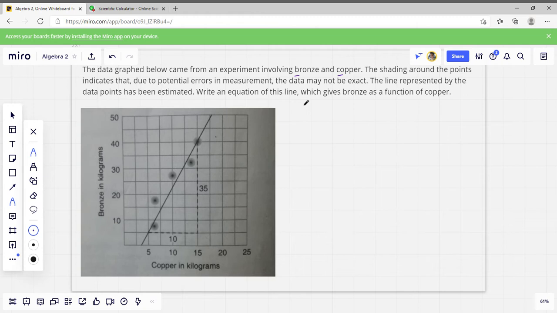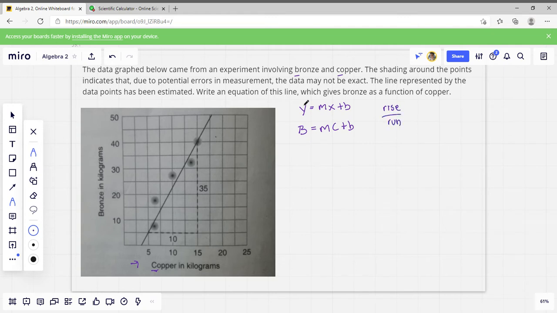Okay, so we know that our formula for a line is y equals mx plus b. The first thing we can substitute is our x and y. Our y tells our up and down, so that's going to be B. And our x tells our cross value, so that's going to be our copper, C. M is going to be our slope, and our slope is our rise over our run.